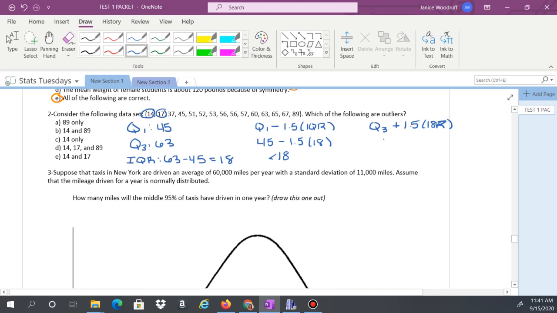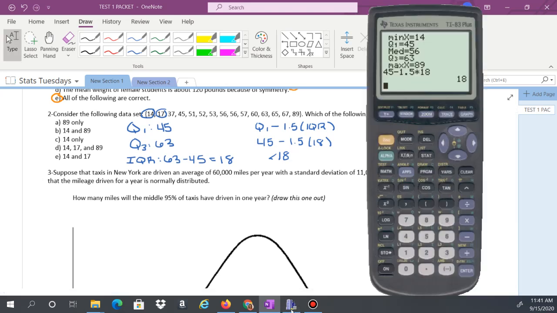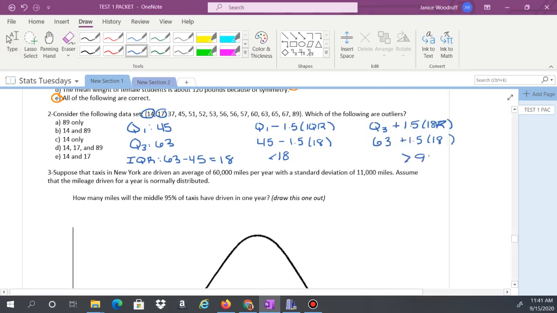Let's see if there's any here. Q3 is 63. So 63 plus 1.5 times 18 is 90. Are there any values greater than 90? No. So 89 might look like an outlier, but you have to do the test just to be sure. So it's 14 and 17.